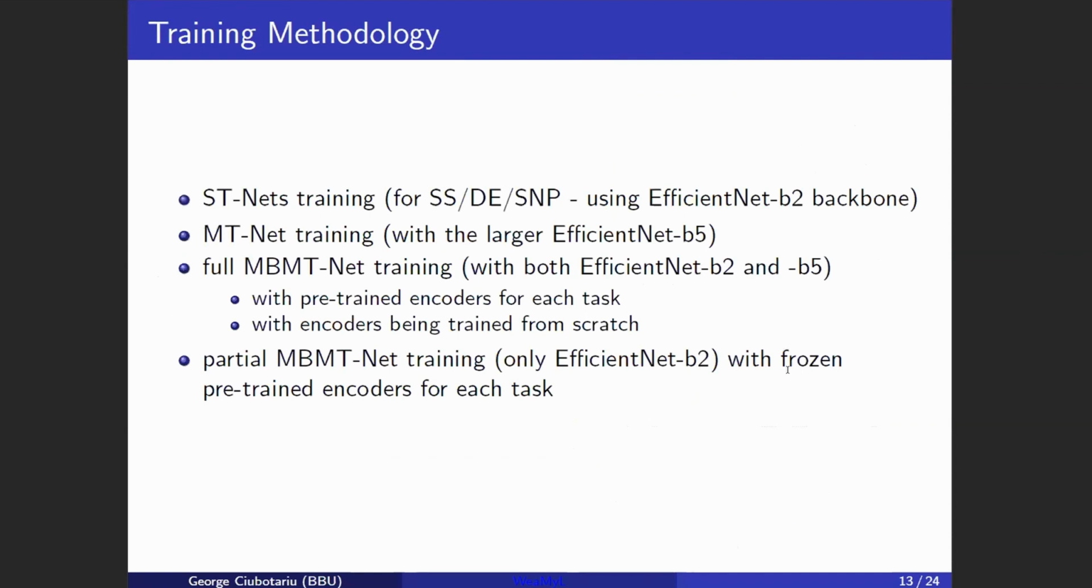Okay, so regarding the training, we've performed multiple experiments, and we're going to present a few of them. And in tables later, we're going to show only the relevant ones, because we've learned that some of them do not actually provide any additional information to the tables and to the research itself. So we've tried training the single task networks, then the multitask network with bigger efficient net. We tried to train the MBMT-Net with both the B2 and B5 to see how it performs.